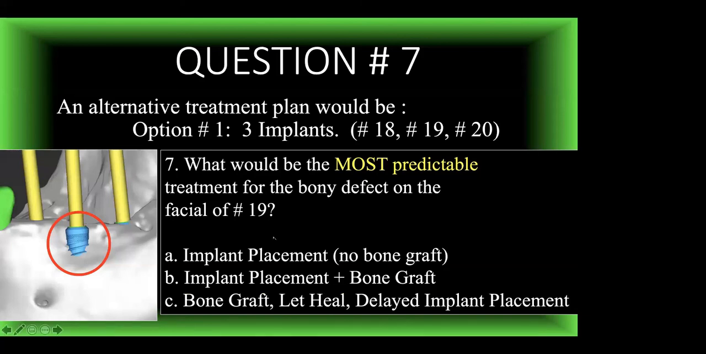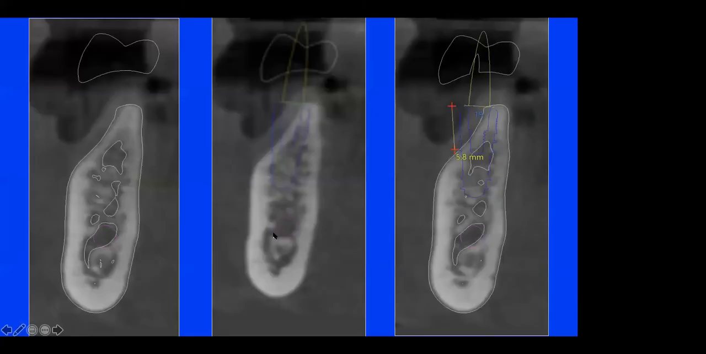Why is it that B would not be a good answer? Well, if you look at the defect in A, you can see where the crown needs to be, where the implant in the center image needs to be placed. I have measured here about 5.8 of that, the facial aspect of that implant is going to be exposed.